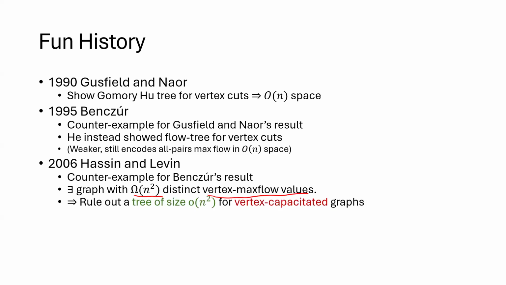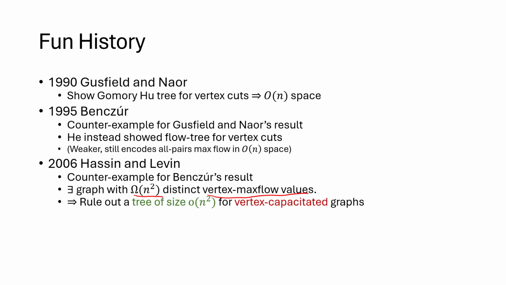So what does this rule out? It rules out that there can be a tree of linear size. If you have a tree of linear size, it has just n size and n many possible min cuts. So you cannot get a tree of size less than n squared to represent all pairs max flow with vertex capacity. In this version of max flow, vertices have capacity, and edges don't have capacity. Let's say edges have infinite capacity.